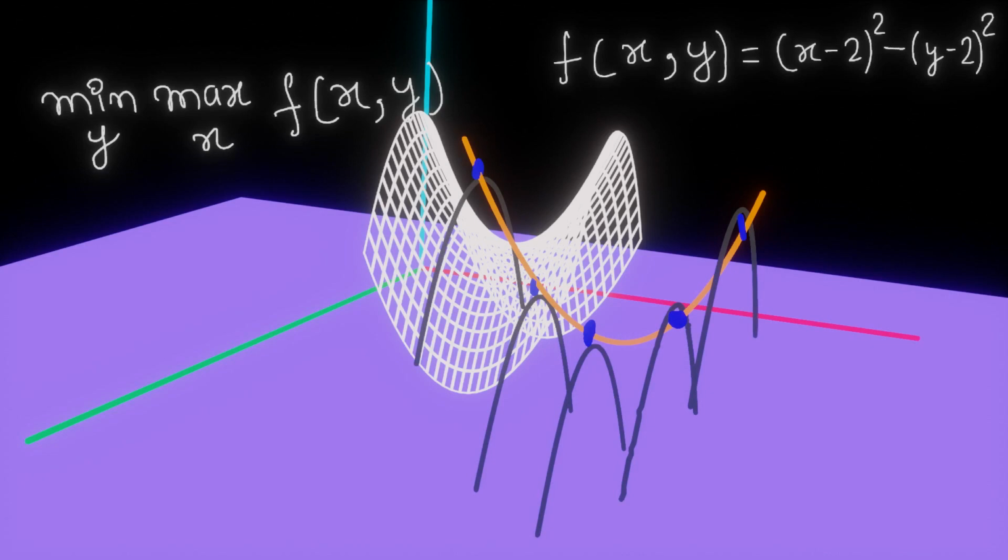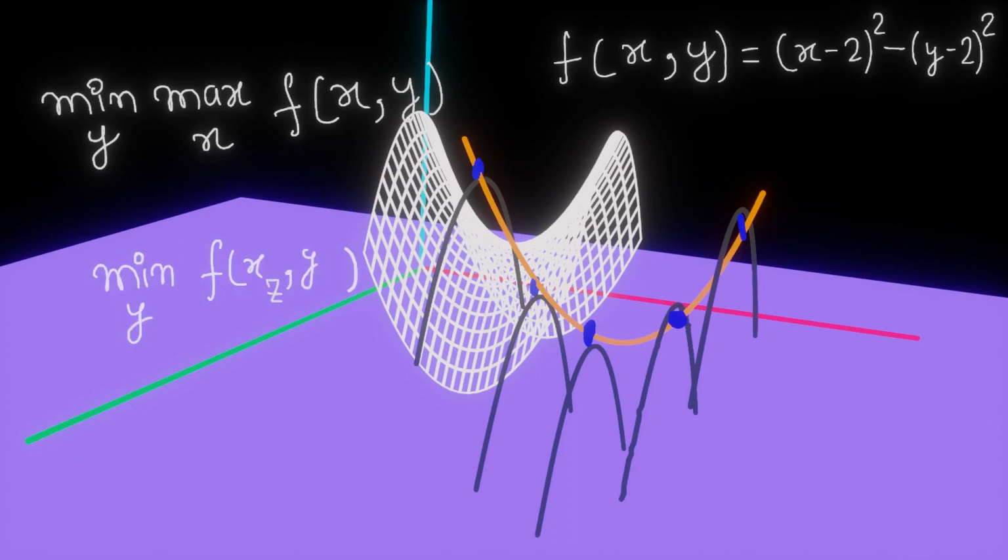As you can see, x is fixed for this orange curve and y is free, and that is why the function after maximization is a function of only y and not x, because x is fixed and y is free. Now we have finished the first part, maximizing the function over x. In the next step, we want to minimize the already maximized function over y.